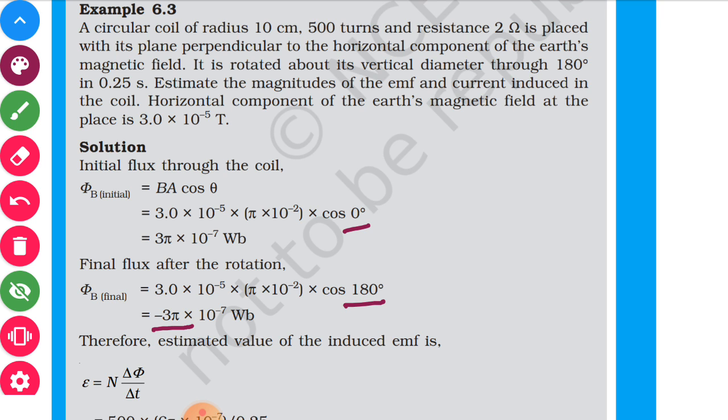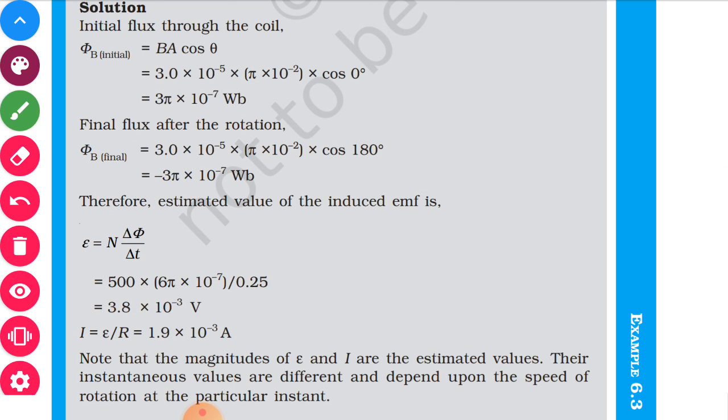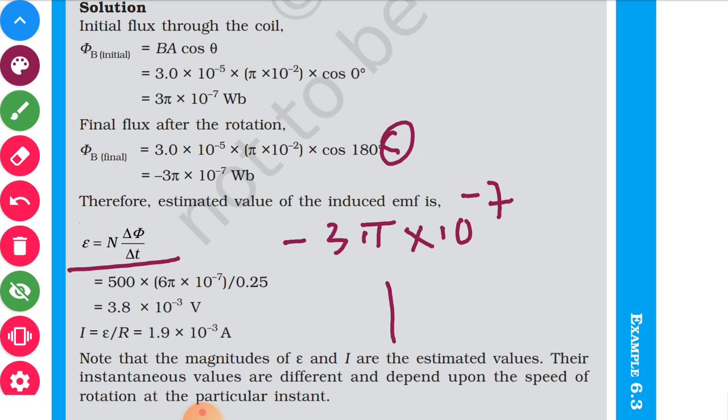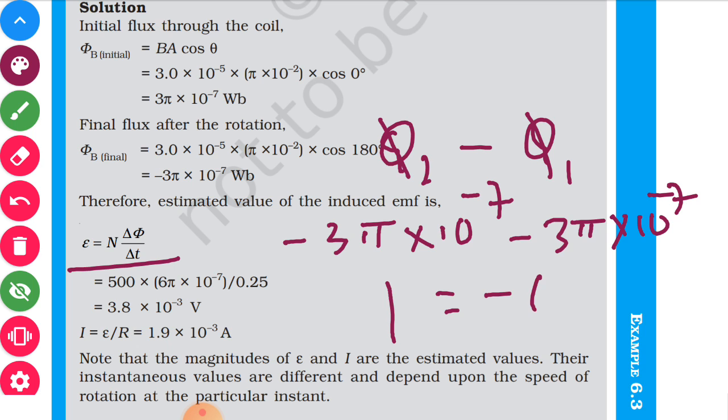Now as you know, E is equal to delta phi by delta t into the number of turns. So we just have to place those values. N is given as 500 turns, then final flux minus initial flux, say minus 3 pi into 10 raised to minus 7. This is the final flux, phi 2, minus phi 1, and the initial flux is 3 pi into 10 raised to minus 7. So it becomes minus 6 pi into 10 raised to minus 7.